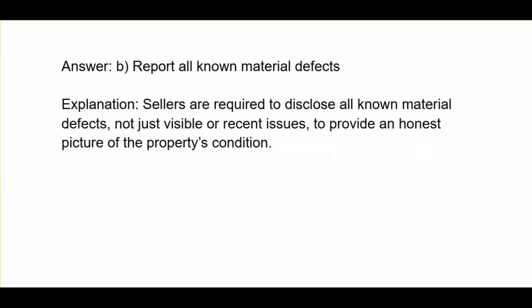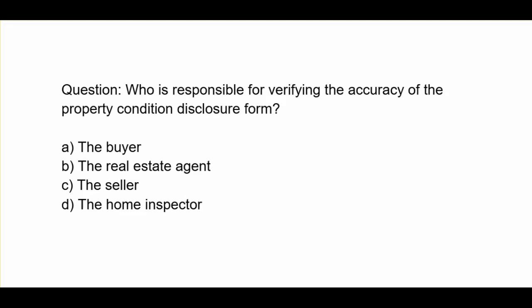Report all known material defects. Sellers are required to disclose all known material defects, not just visible or recent issues, to provide an honest picture of the property's condition. Who is responsible for verifying the accuracy of the property condition disclosure form? A. The buyer, B. The real estate agent, C. The seller, D. The home inspector.